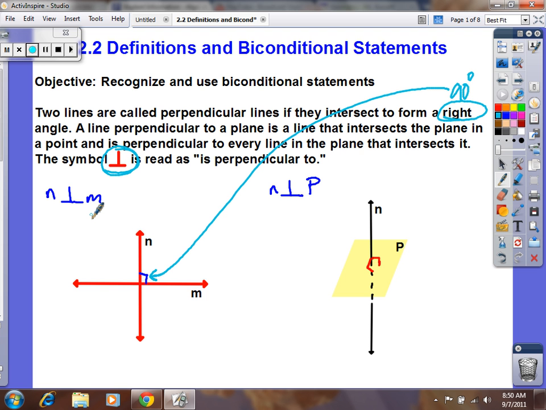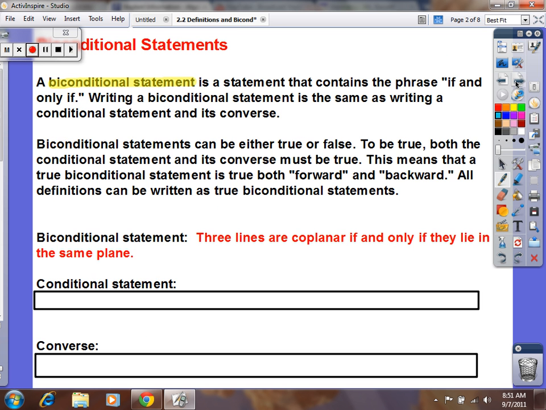Okay, a line can also be perpendicular to a plane. You see this plane P. So let's say the plane is trying to show a 3D object in 2 dimensions. Let's say the plane's horizontal, and you've got a line that goes through the plane and makes a 90 degree angle. So line N is perpendicular to plane P. Now, perpendicular, that's a definition, and we're going to show you how all definitions are true biconditional statements. So let's go to this next slide.